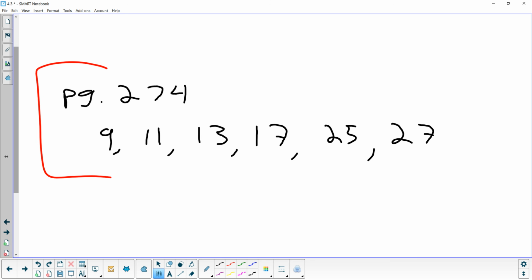So, homework for tonight. This is the last homework that's in the book. Tomorrow it will be a worksheet. But this is on page 274, problems 9, 11, 13, 17, 25, and 27.